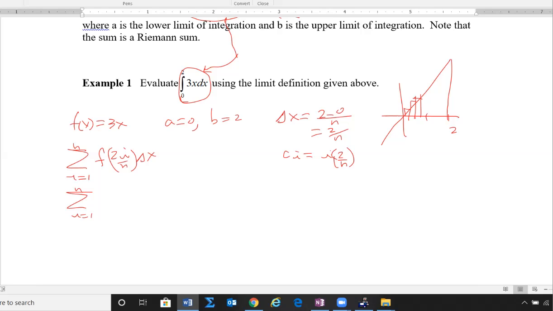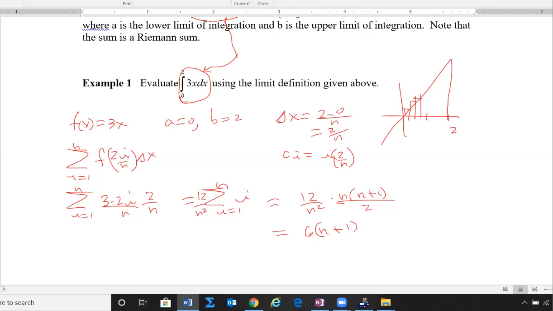We'll have 3 times 2i over n, and the delta x was 2 over n. So this becomes, I'm going to pull out, in this case, a 12 over n squared. And inside we just have an i. So we know that's 12 over n squared, and the sum of i from 1 to n is n times n plus 1 over 2. So this would give us a 6 times n plus 1 over n.